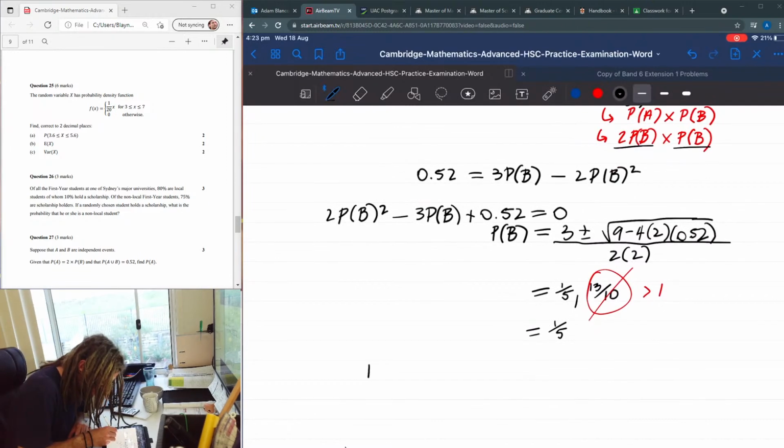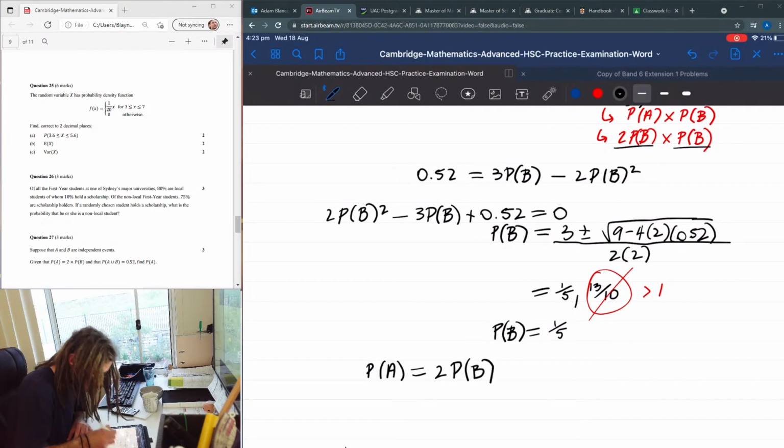Well, that's the probability of B. We know the probability of A is equal to 2 times the probability of B. That was given at the very start. That's 2 times 1 on 5, which is equal to 2 on 5. So the probability of A is 2 on 5.